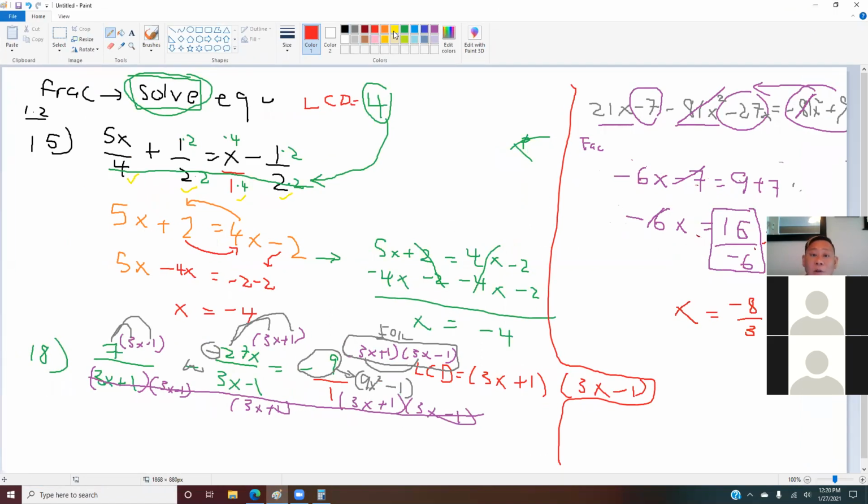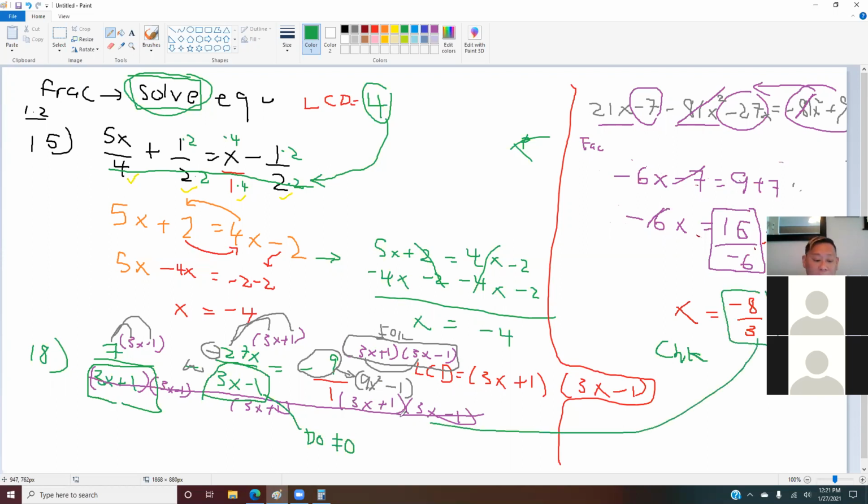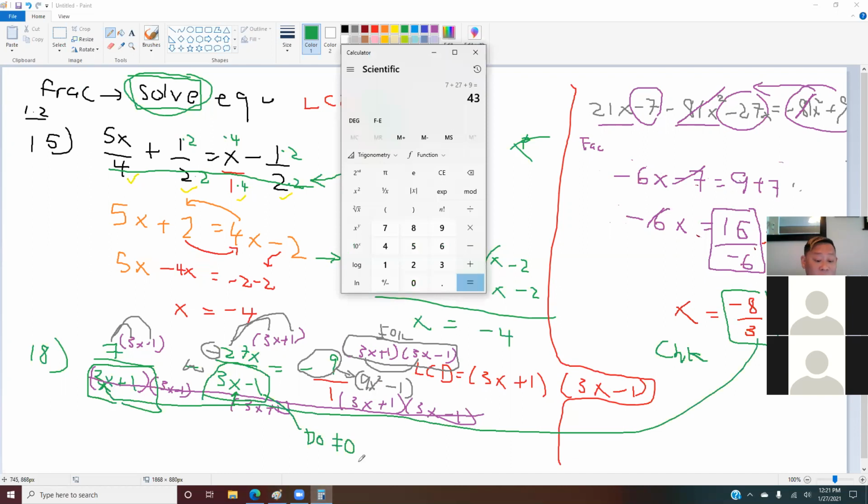But the next thing you need to do, class, is to check your answer. This one is a special case. You have to check your answer because you have denominators. And as you are aware, your domain here is you cannot have this become 0. So when you put negative 8/3 into your x, you don't want to make it equal to 0. So you have to check it.